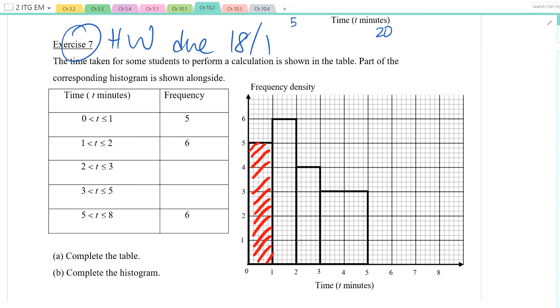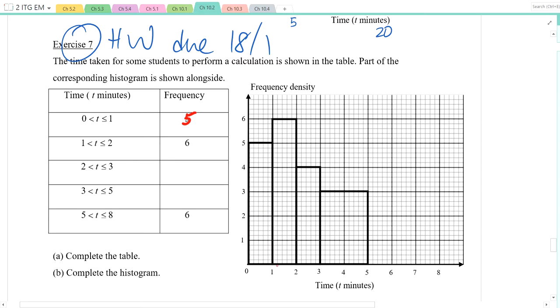Aiman? 5. What is the class width? What is the class width from here to here? 1. So 5 times 1 is 5. That's how we get 5 over here. Get it? Now the next one.